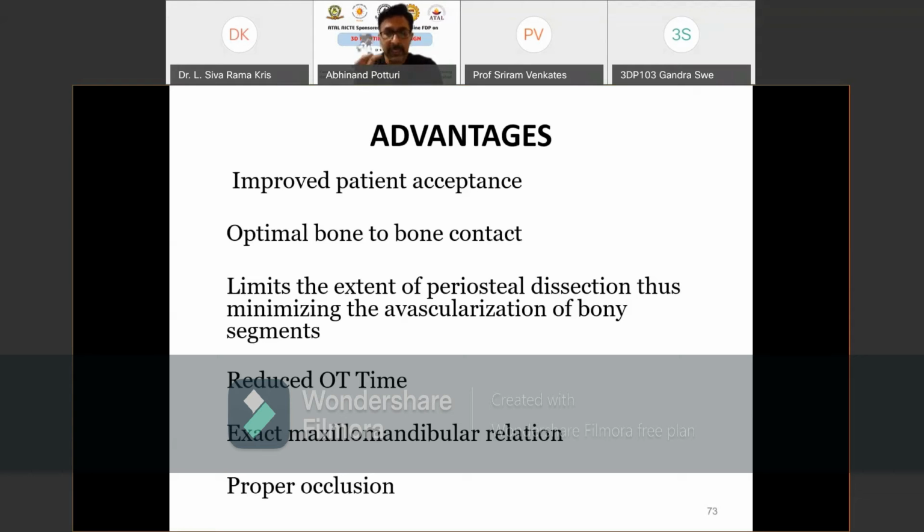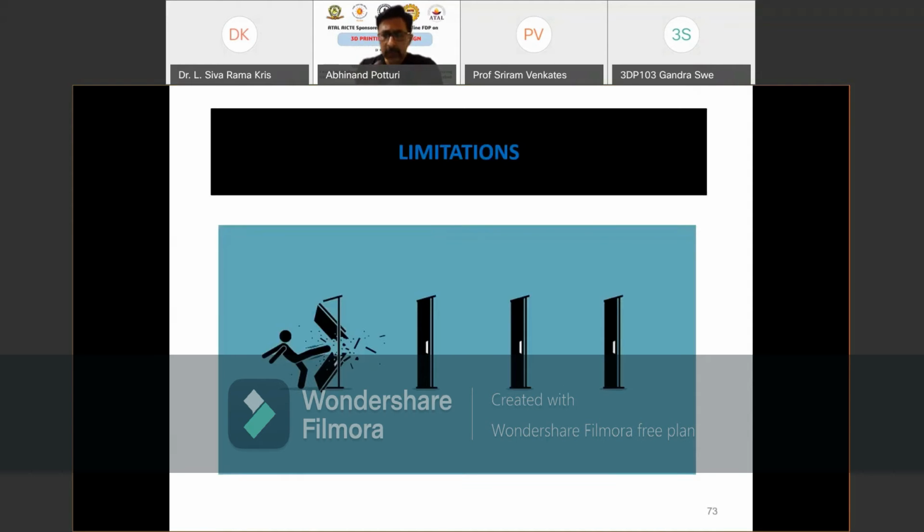So the entire 3D technology will help us move towards this great quality of life post treatment of these major diseases of the facial region. But yes, as I told you, it has its own limitations also. Everything comes with pros and cons.